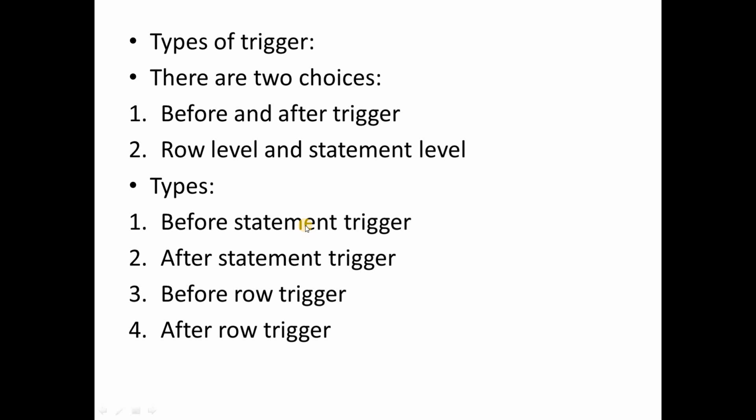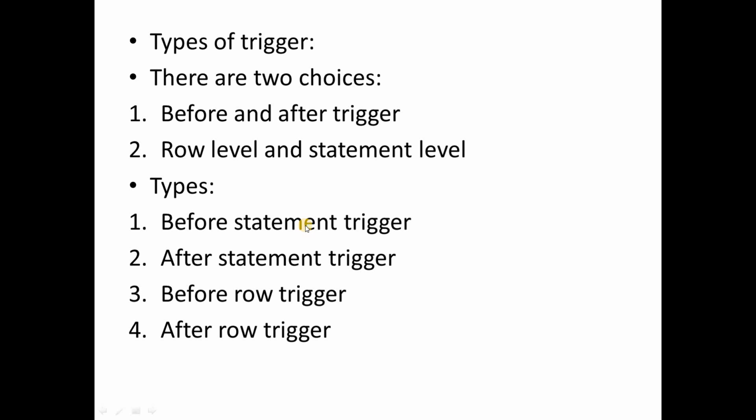Statement level triggers are executed only once, not every time. And statement level triggers hold multiple rows or a combination of multiple rows. That means sometimes the complete table is considered in statement level. So that's why statement level triggers are executed only once, not every time. On the basis of these two choices, there are four types of trigger.